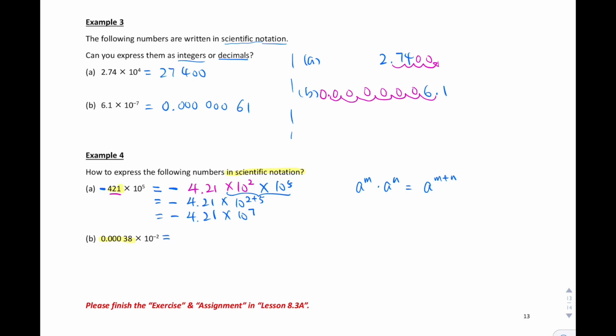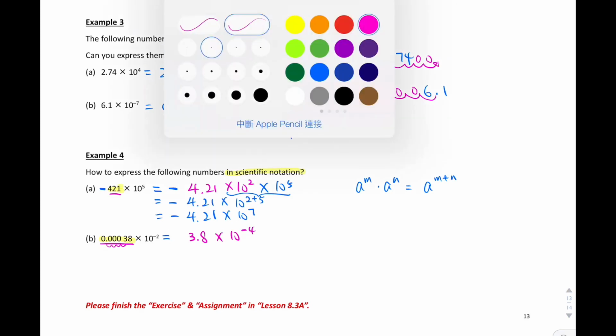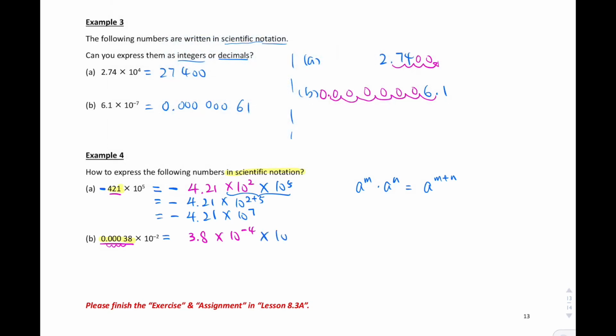And finally, similarly, we try to rewrite this in scientific notation. This is 1, 2, 3, 4. So this is 3.8 times 10 to the power of -4. And it is multiplied by 10 to the power of -2. Similarly, by using the law of index, we have 10 to the power of -4 plus -2. So finally, the answer is 3.8 times 10 to the power of -6.